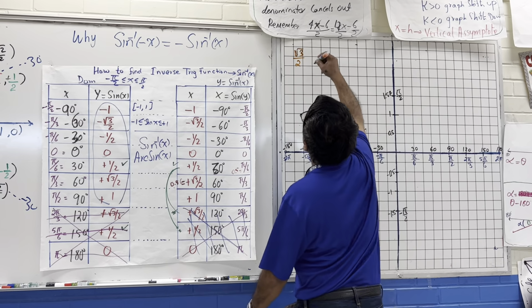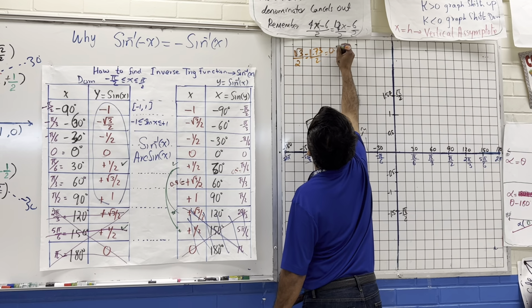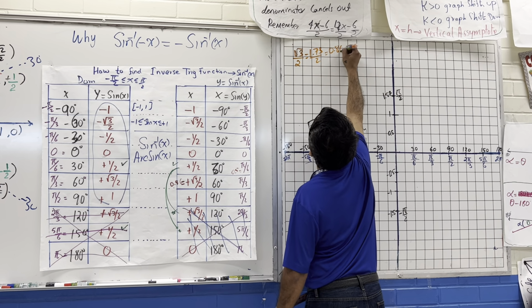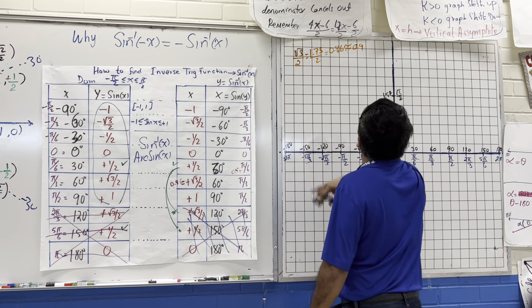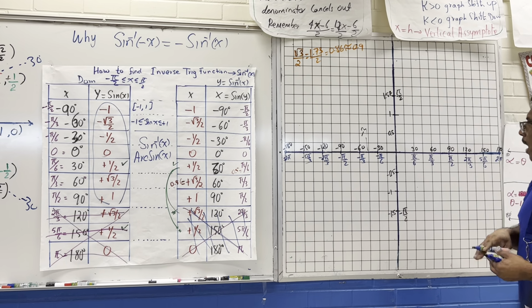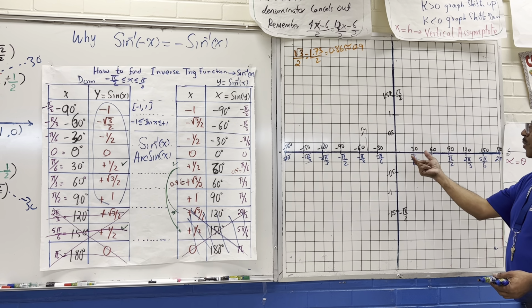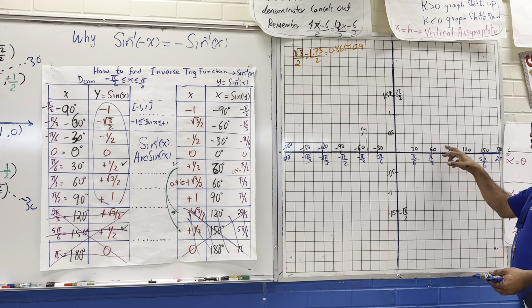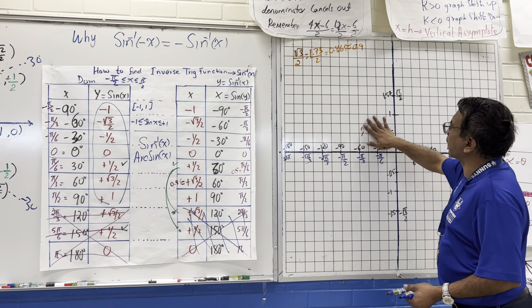So √3/2 is 1.73 divided by 2, which is 0.86, so almost equal to 0.9. What I did is, on the grid here, on the x-axis I took multiples of every two spaces as 30 degrees: 30, 60, 90, 120, 150, 180. And on the other side also.